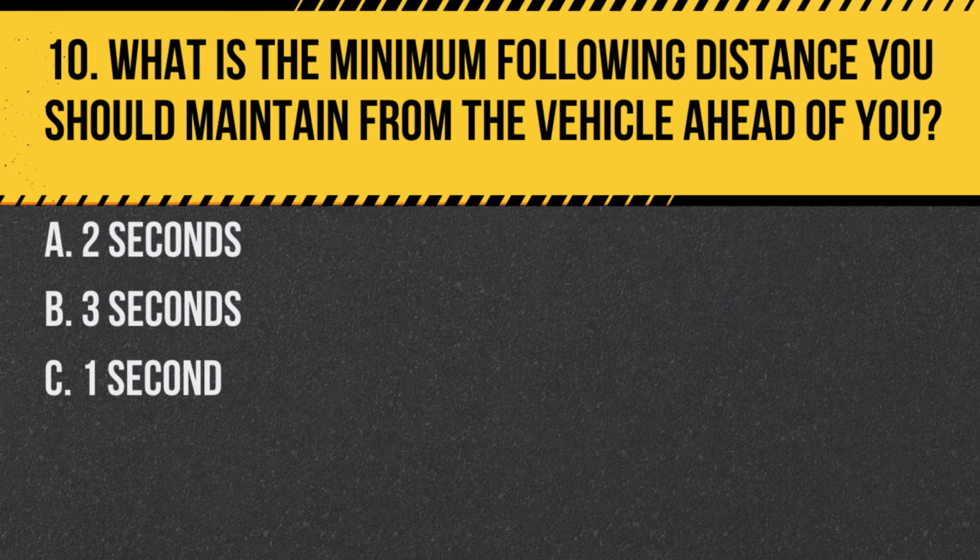Question 10. What is the minimum following distance you should maintain from the vehicle ahead of you? A. 2 seconds. B. 3 seconds. C. 1 second. Answer: B.